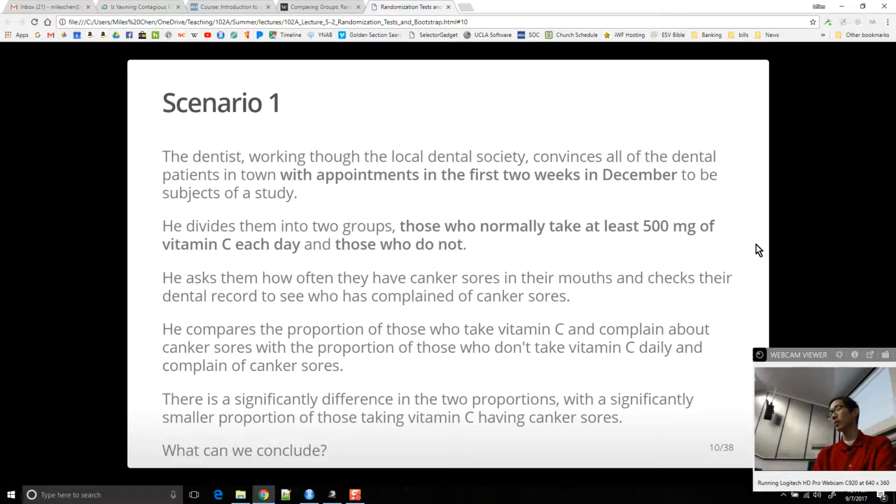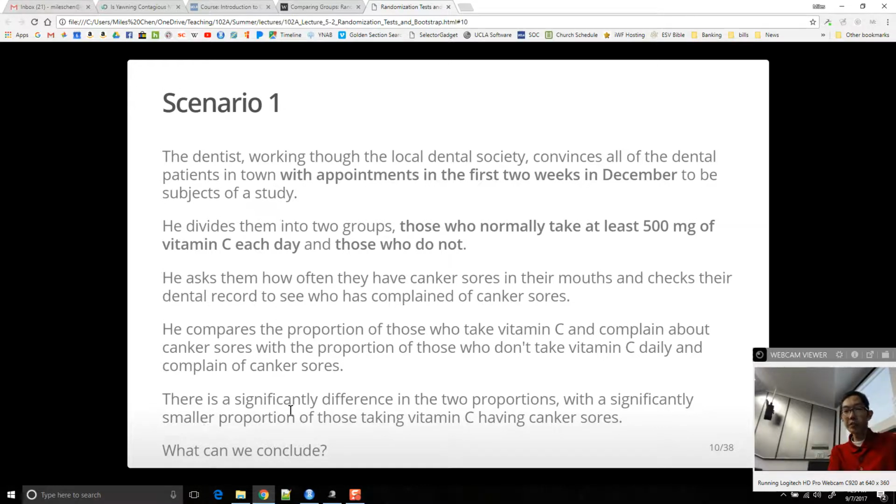Right, so he asks them, do you take vitamin C, yes or no? And then he asks them how often they have canker sores in their mouth, checks their dental records, and things like that. He compares the proportion of those who take vitamin C and complain about canker sores with the proportion of those who don't take vitamin C daily and complain of canker sores.